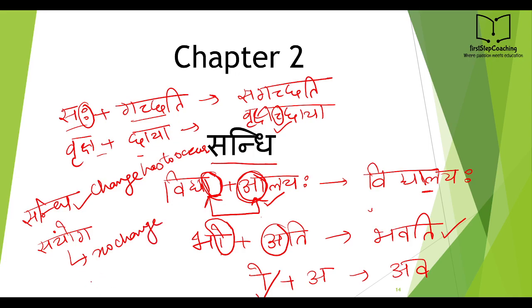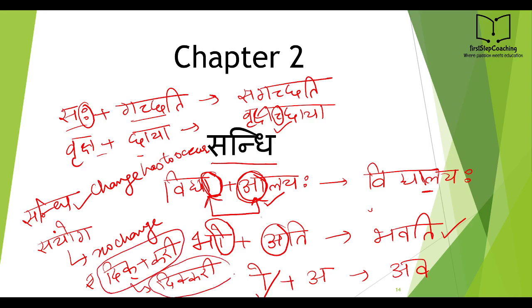Let's see an example for sanyog. Suppose you are writing dik plus curry. When you join it, it will become Big curry. So you can see that no change occurred in this word, whether it was in split form or in the joint form. Anywhere there was no change. So when there is no change, it is called sanyog. When you are just joining the two words, it is sanyog, and when there are changes happening under some specific rule, we call it sandhi.